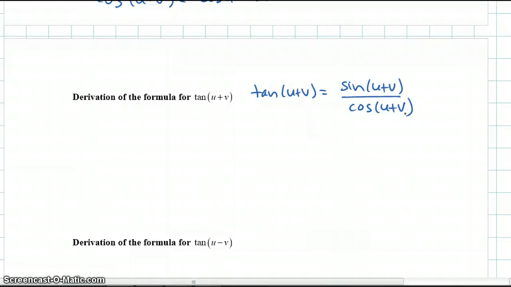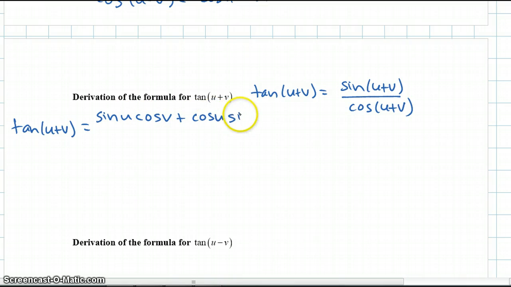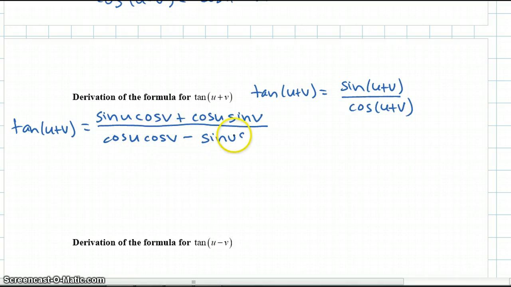So let's go ahead and expand out with our new formulas and our old formulas. So tangent of u plus v is equal to sine u cosine v plus cosine u sine v divided by, well, cosine u cosine v minus sine u sine v. Well, this looks a little ugly, and what we want to do is simplify it.